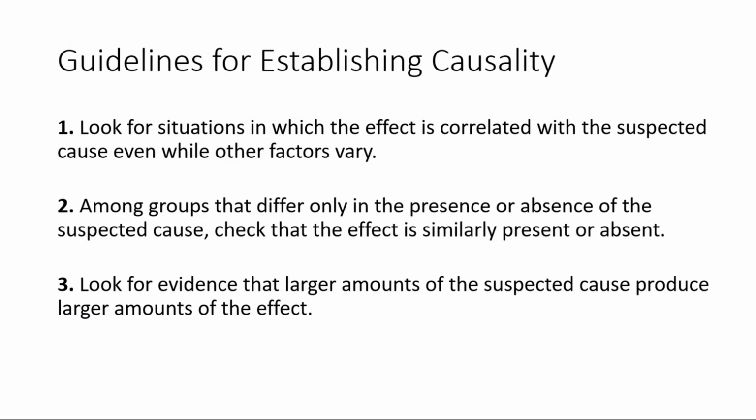Now on to guidelines for establishing causality. One, look for situations in which the effect is correlated with a suspected cause, even while other factors may vary. Two, among groups that differ only in the presence or absence of the suspected cause, check that the effect is similarly present or absent. Three, look for evidence that larger amounts of the suspected cause produce larger amounts of the effect.